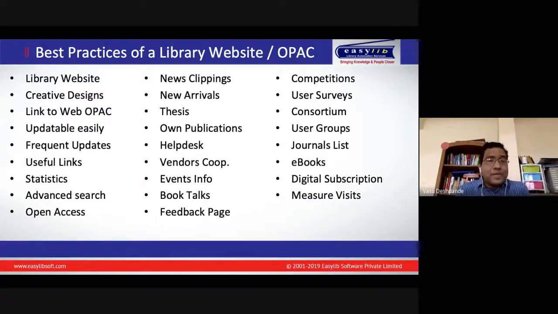So basically, the more interaction you have with the vendors who are doing innovative work, the better your library website will be. Then events information: you can arrange book talks, feedback, competitions, user surveys, you form a consortium, you give access to the consortium, you form a user group, then you have journals, ebooks, a lot of these things.